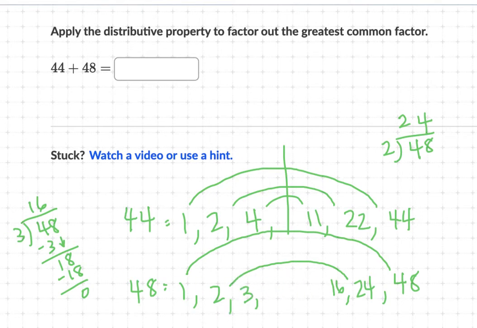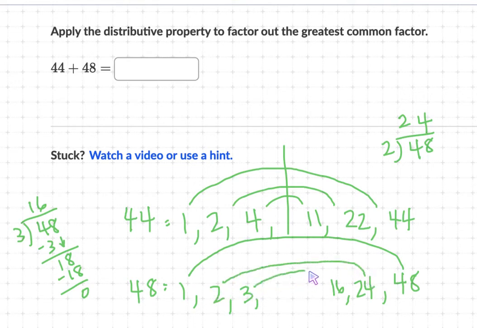Okay, and let me fix these lines so that they're clearer who goes with who. 1 and 48, 2 and 24, 3 and 16. Okay, now 4 does go into 48. That goes in 12 times. Oh, I hope I didn't run out of room in between. 5 doesn't go into it. 6 and 8 go together. We have just enough room for them. And we know we have reached the middle because 7 can't go into 48.